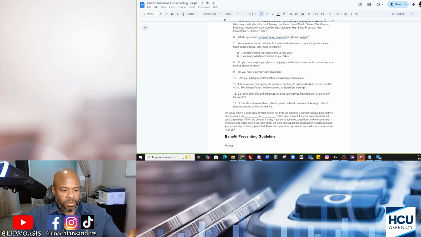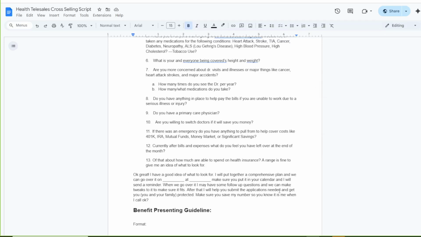Now, once you figure that out, what you're going to do next is ask, of that, about how much are you able to spend on health insurance? A range is fine, just to give me an idea of what to look for. Now, the reason that these are important questions is because you really need to know exactly how much the client expects to spend. Now, sometimes they may have no idea. Sometimes they say, hey, you know what, I only have about $20-$30. Sometimes they may say $200-$400. And if that's the case, you don't ever want to try just to match that, but you want to see if you can get as many things that are of concerns of theirs covered within whatever that budget is.